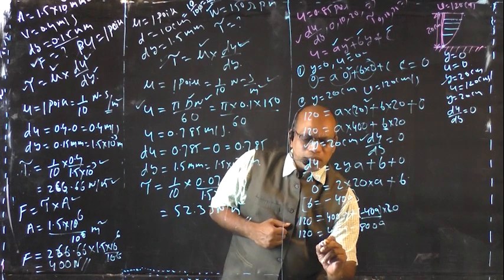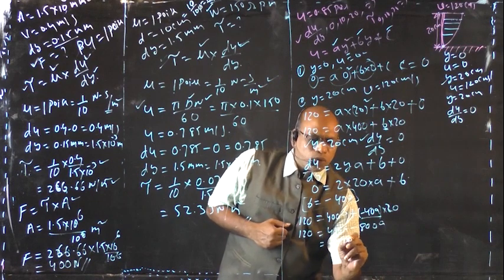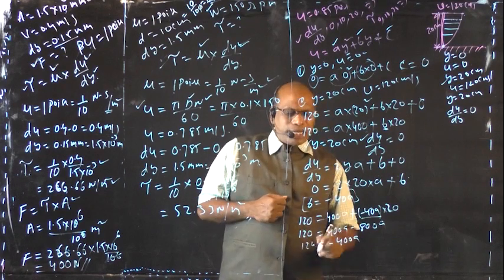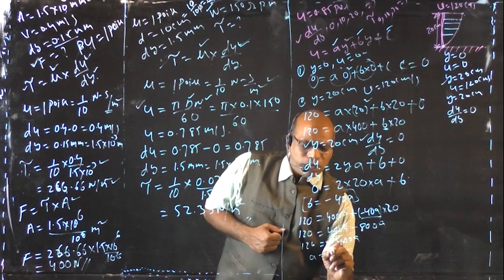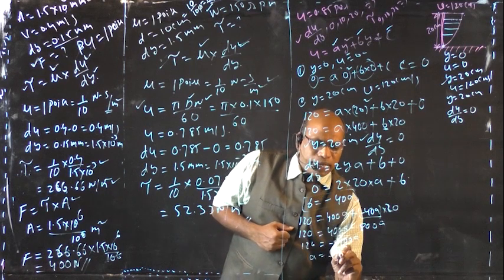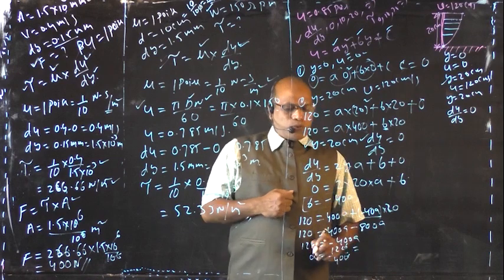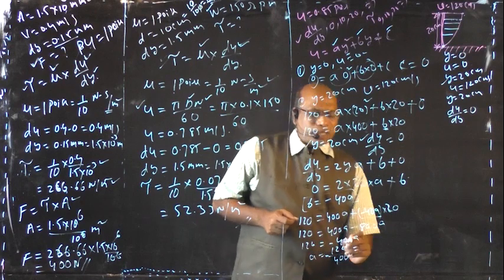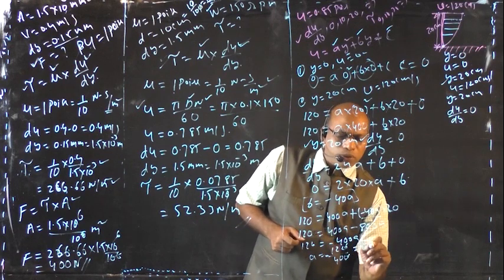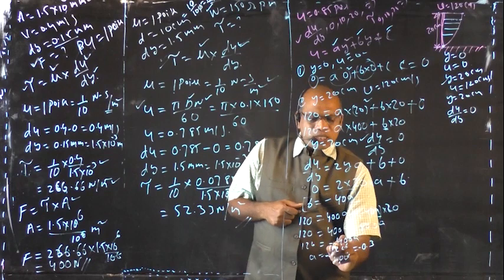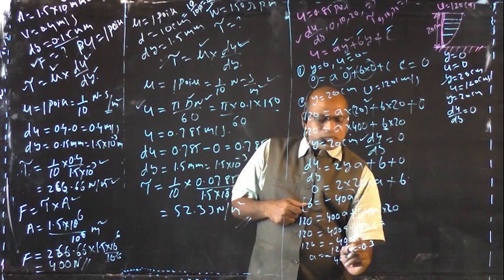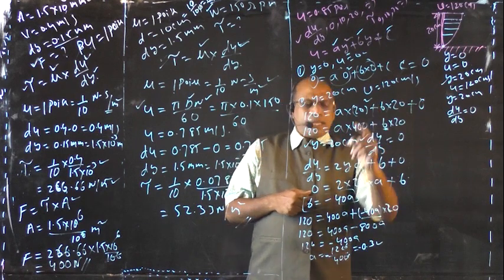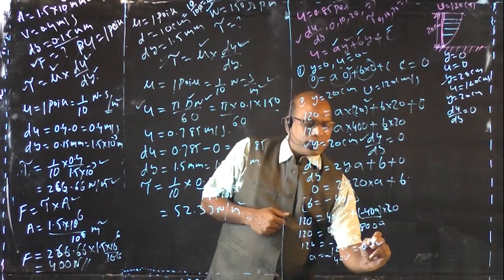Therefore this is equal to minus 400a. Thus 120 equals minus 400a, therefore a is equal to 120 divided by 400, which is 0.3. Now a is equal to 120 divided by 400 with a minus sign, so we have determined a is equal to minus 0.3.